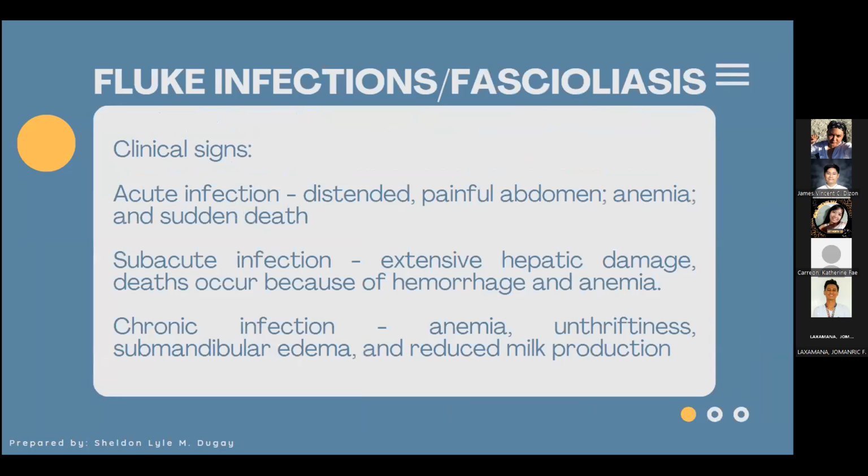Then, clinical signs, acute infection. Kapag may tatlong klase ng infection sa fluke infection. First is yung acute infection, next is subacute, next is chronic. Kapag acute infection, distended yung abdomen and nagiging painful siya. Tapos nagkakaroon din ng anemia. So, dahil acute infection siya, nagkakaroon ng sudden death or parang mabilisang pagkamatay ng animal.